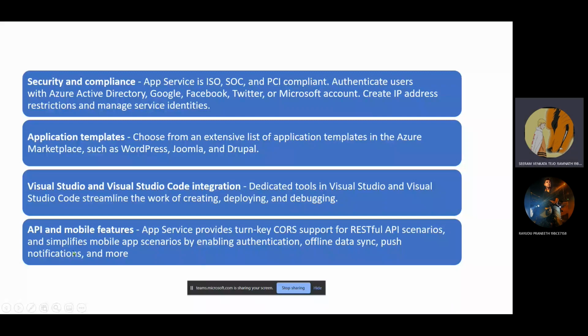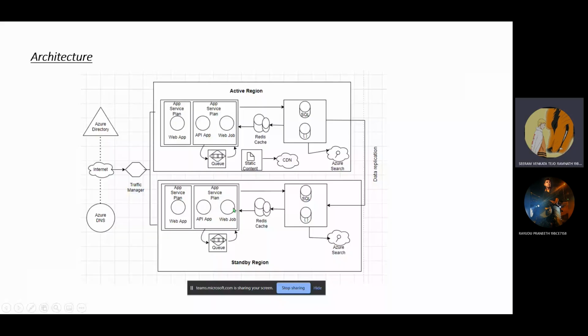push notifications, and more. Here is the architecture which we are going to use to deploy our e-commerce website. First of all, with the help of Azure Active Directory and Azure DNS. Here, Azure DNS is the domain name system which provides a domain to our web application. With the help of these two, via the internet and Traffic Manager, we enter into the active region.